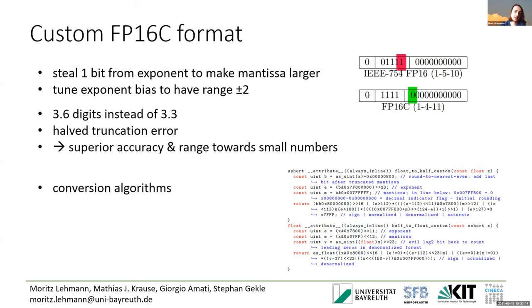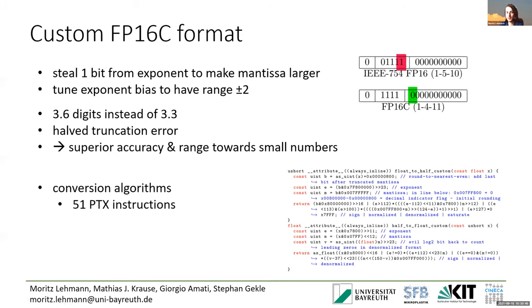However, conversion is difficult. For the IEEE format, you can do the conversion in hardware. Any GPU, any CPU supports it in hardware. However, for our custom format, we need to emulate it in software, and this is really difficult. I had to write the conversion algorithms myself. They're on screen. They're not particularly long, but they are full of bit manipulation and a lot of black magic, to be honest. So it's a lot of bit shifting, basically integer arithmetic.